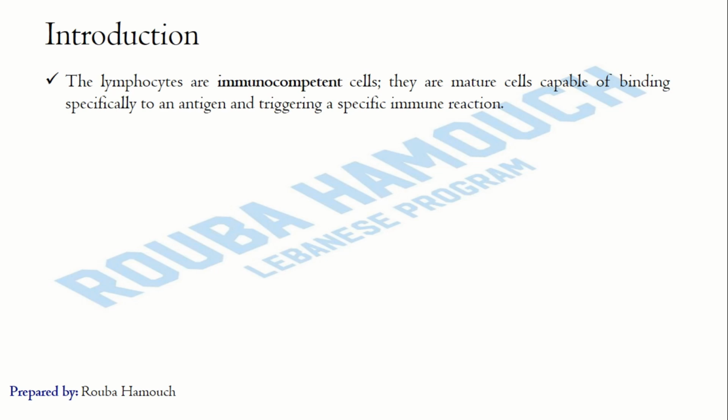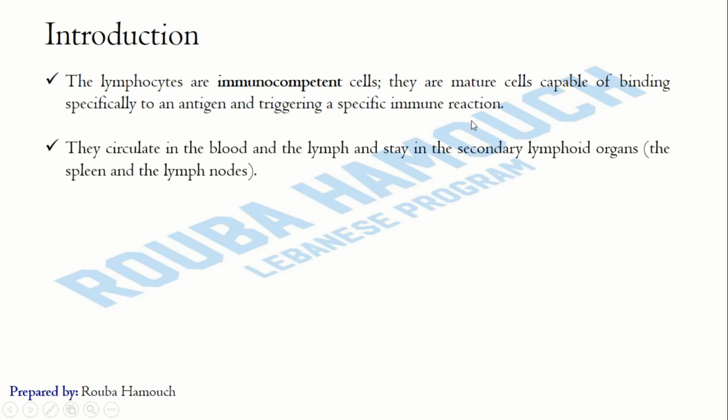Let's start with some characteristics of the lymphocytes. The lymphocytes are called immunocompetent cells, which means they are mature cells capable of binding specifically to an antigen and triggering a specific immune reaction. The lymphocytes circulate in the blood and in the lymph and stay in the secondary lymphoid organs.